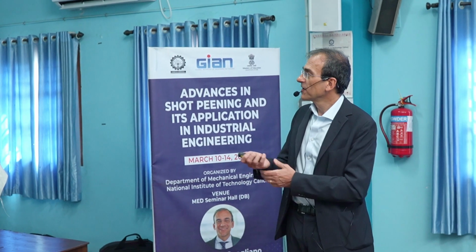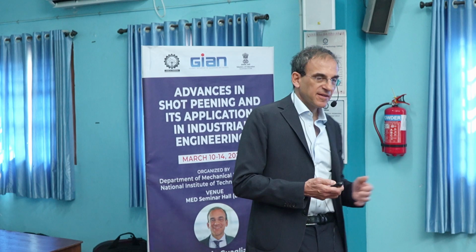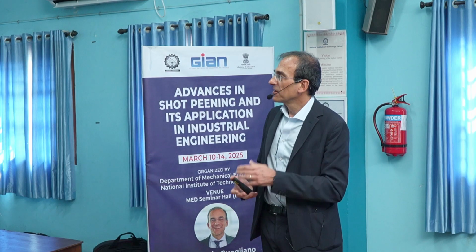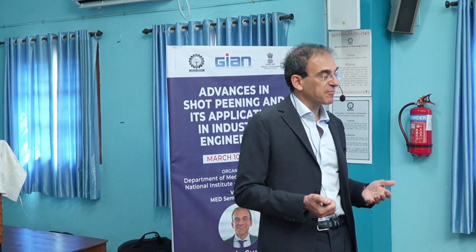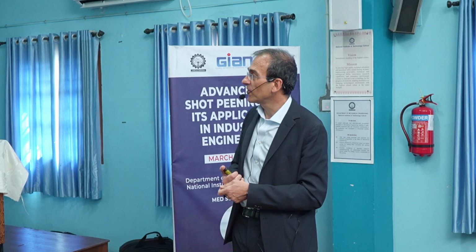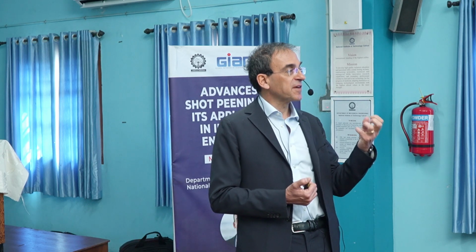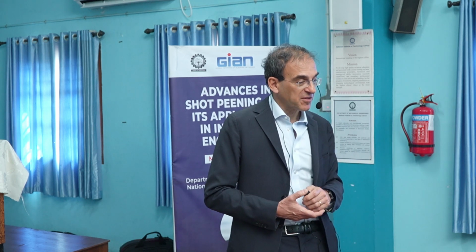So let's go now. This is the subject we are dealing with from now on, today, and what can we see now? We will see two different aspects of shot peening, basic aspects, let's say. Which are the possible shot peening plants, the way we can apply shot peening, and so we will comment on the two main ways we can perform shot peening: with a centrifugal machine, also called a wheel peening machine, or with a pneumatic machine by using compressed air to accelerate the shot. These are the two main shot peening processes we can do.